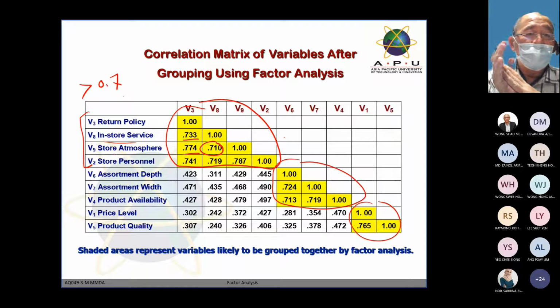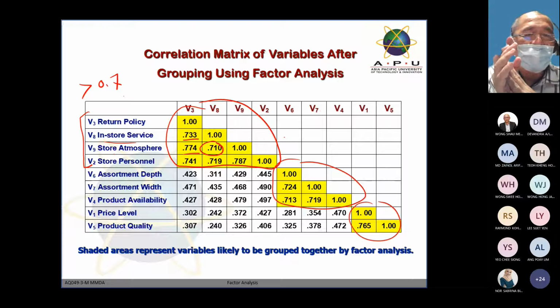Okay, like this. So in this example, the return policy looks not relevant compared to the other three. Can you see? So maybe it's the overall experience in the store. Return policy is also experience, in-store service, store atmosphere. Therefore, it's more like the overall experience or shopping experience.